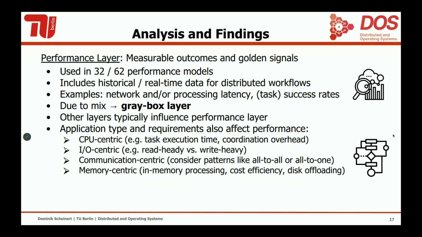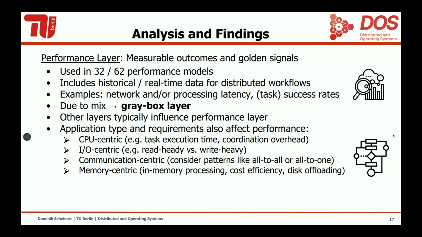And then lastly, the performance layer. Here we have these measurable outcomes and the golden signals. And here we also see it widely adopted, in use in 32 performance models. And this includes historical or real-time data for the distributed workflow. Examples are latency, could be on the network link, but also just processing in general. Also success rates for tasks, arrival rates, these kinds of things.